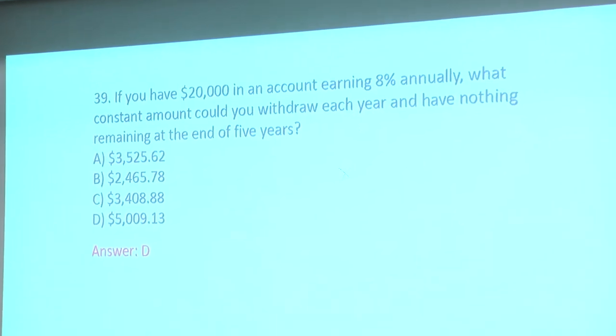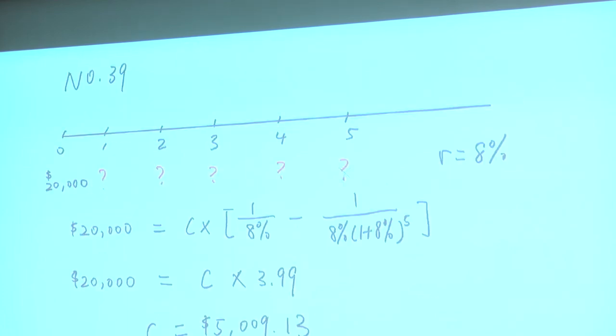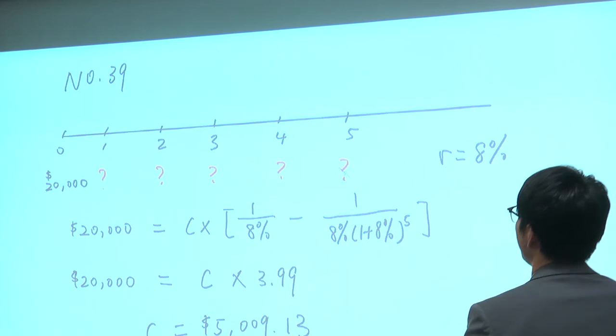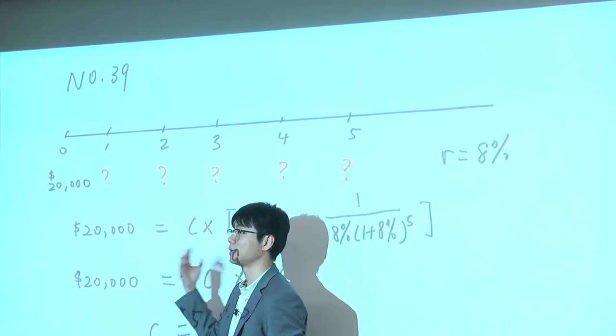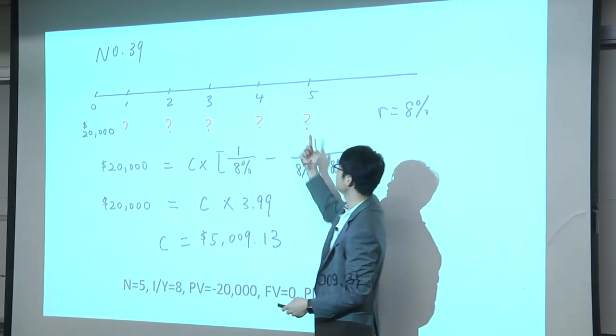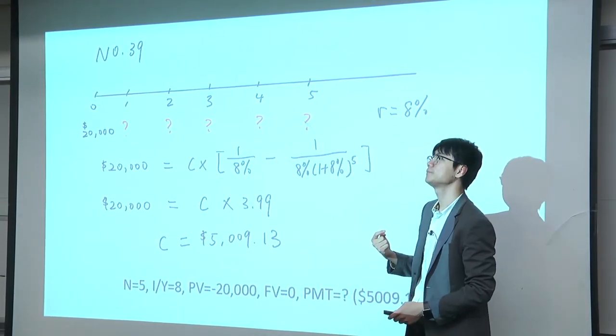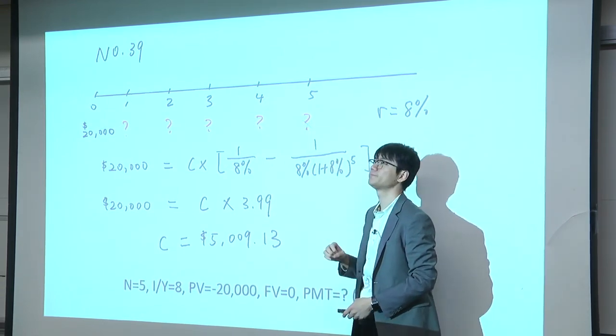If you have $20,000 in your account earning 8% annually, what constant amount would you withdraw each year to have nothing remaining at the end of the 5th year? This question is saying, I have $20,000 now, and I start to withdraw my money. I withdraw the same amount every year to have nothing left over in the 5th year.